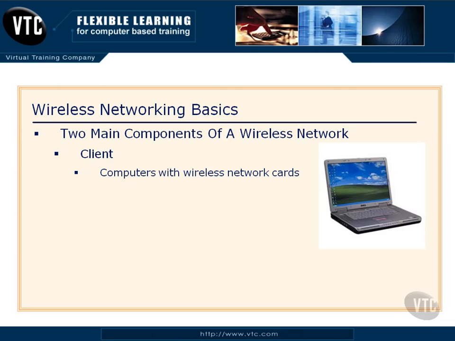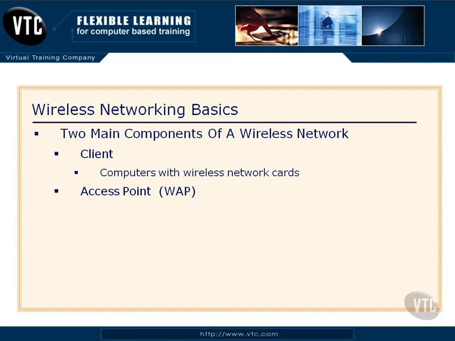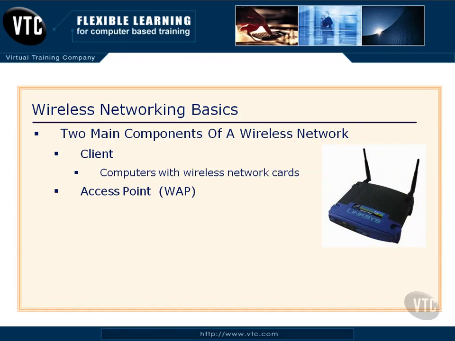So anyway, you've got some sort of wireless network card, and then you have a wireless access point, or a WAP, or an access point, or an AP. Lots of different things for this. Notice the picture here is of a Linksys. There's lots of different brands, lots of different styles, but they all pretty much do the same thing.